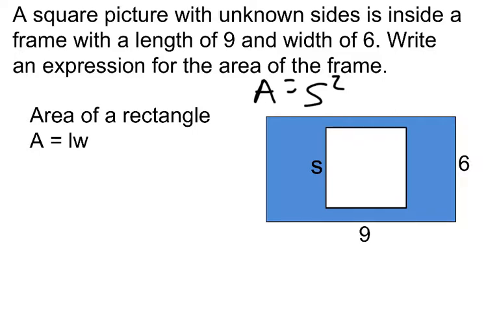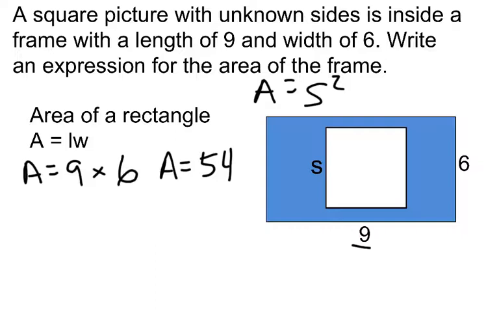So first I'm going to look at my area of a rectangle. Area equals length times width. So I plug in 9 for the length and 6 for the width. Area equals 9 times 6, or 54. And of course I probably should have given it some sort of units, but of course this is inches squared. And I need to know the expression for the frame.